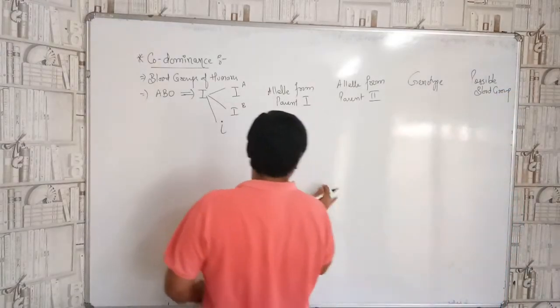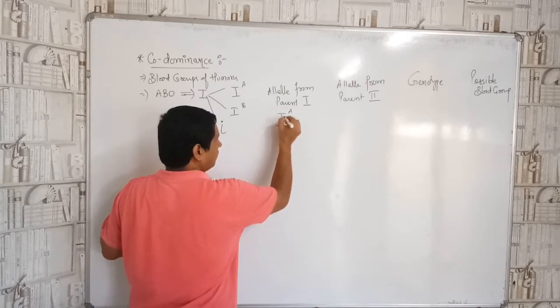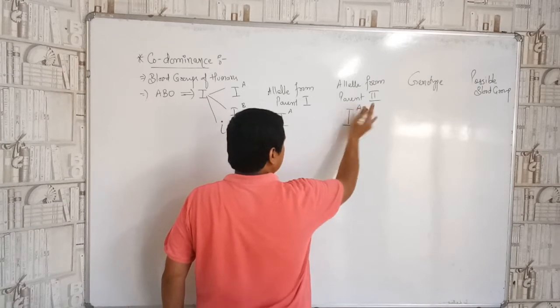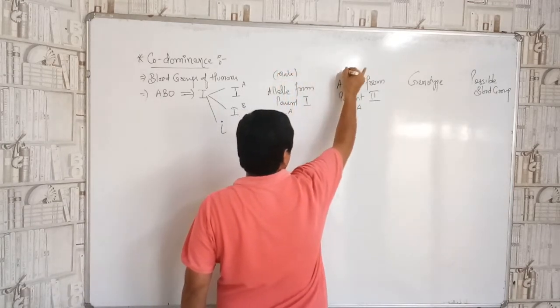Okay, now let us say that the parent is, we can say, having the IA allele. And what if it has again a parent who has IA? That is the male and the female. Let us consider this, that is the male and the female.